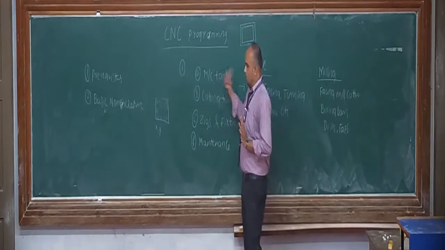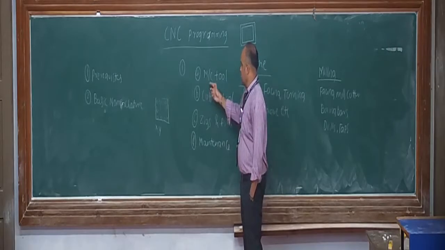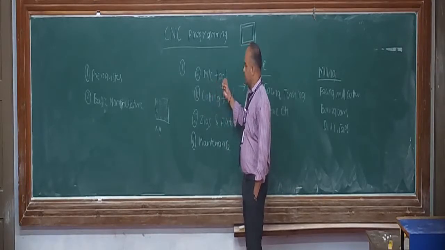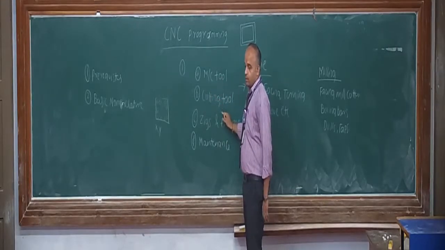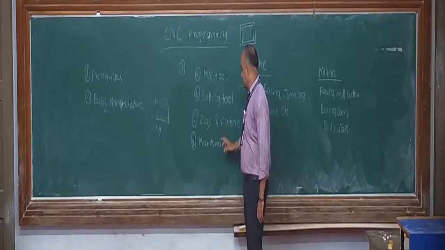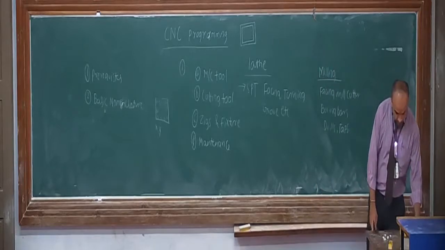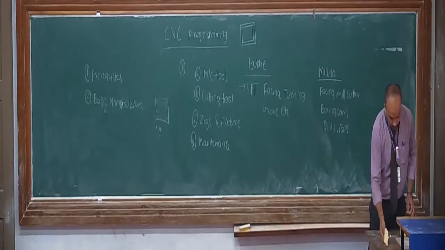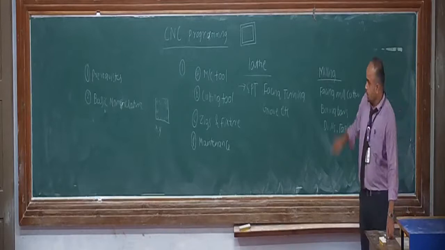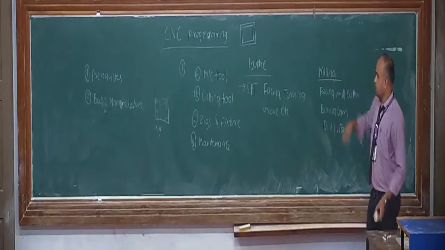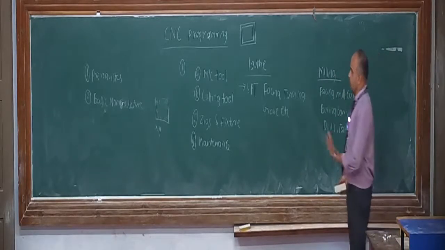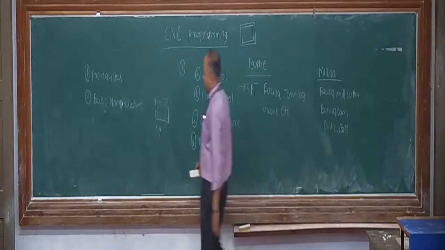Once again, we'll briefly rush through. One is the machine tool; in case of machine tools, we have studied lathe and milling. Cutting tools, we have seen different cutting tools, then jigs and fixtures, and maintenance. Having briefly understood this, we need to understand the next part, the basic nomenclature. So the first part of the CNC program you have understood, that is prerequisites. Then the second part is basic nomenclature.